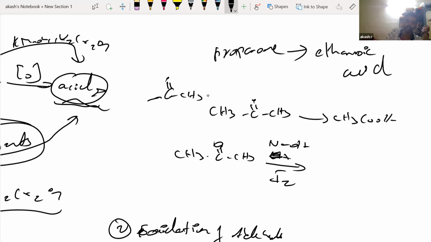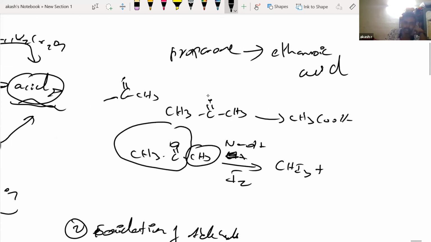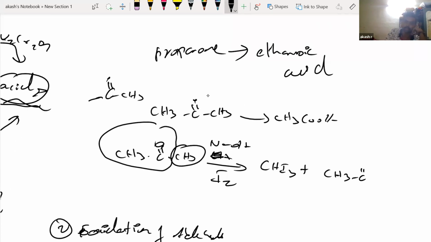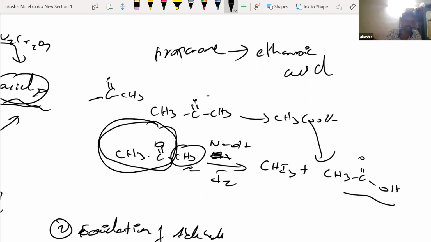What will happen? One of the CH3s will get converted into CHI3. And the other entire part, the CH3CO part, you write it like that only, CH3, C double bond O, you just remove the CH3 and put OH. That's it. You have converted propanone to acid, that is ethanoic acid, one carbon atom less. Obviously you will be able to use it only if you find this kind of group, that is C double bond O CH3. Then only you will be able to do this. That is one good thing.